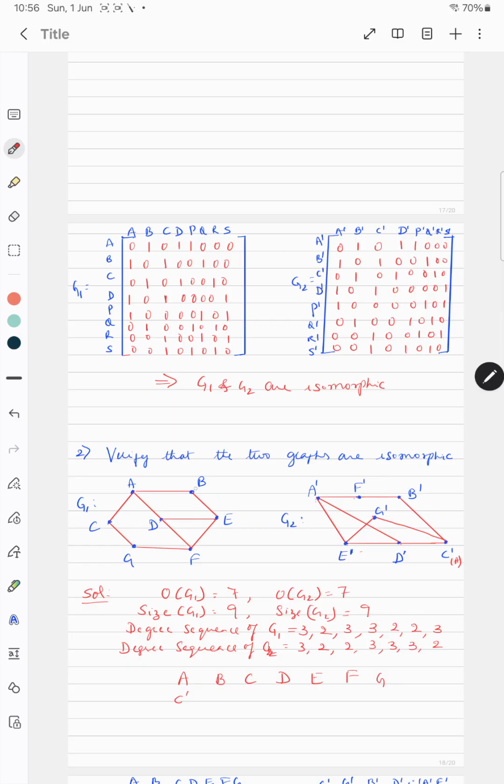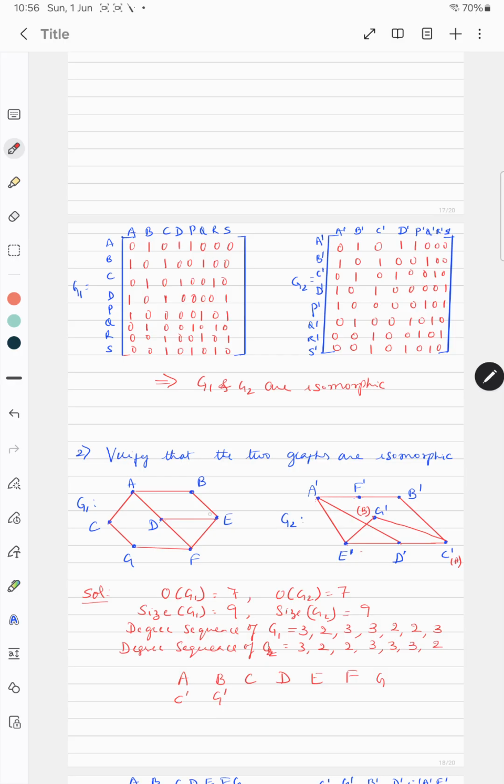See, B is adjacent to A. So if I map G dash to B or B to G dash, B is adjacent to A because already I have correspondence between A and C dash. Therefore, B is mapped to G dash. Now let us consider, so I'll just name it as B.